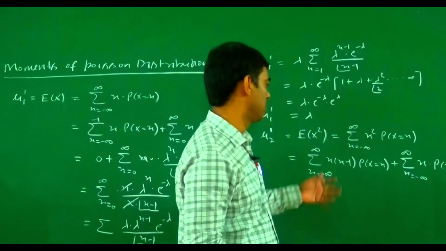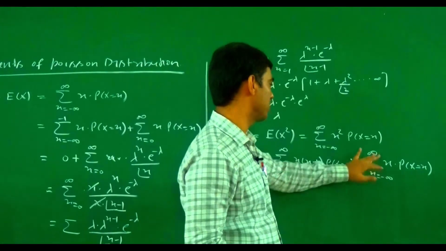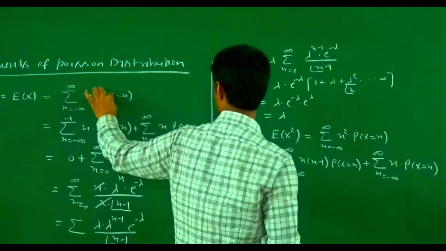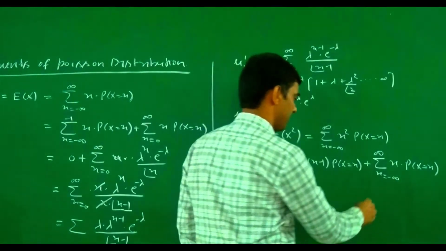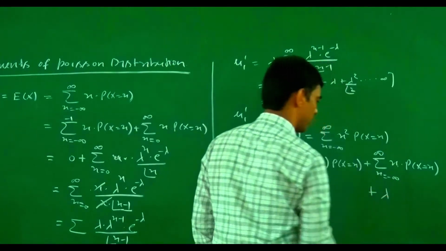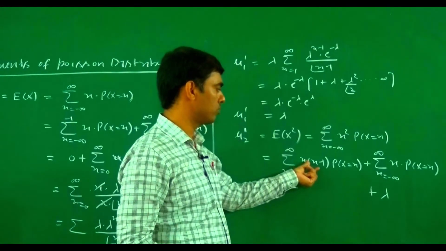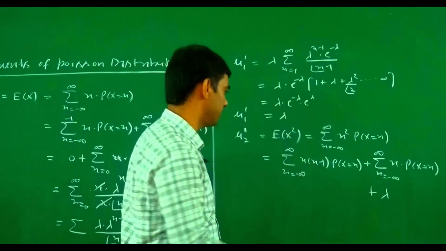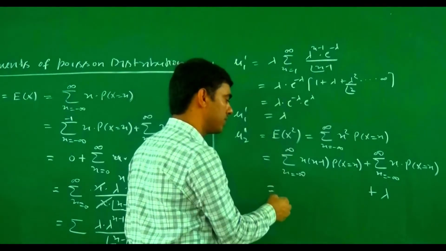Here we already found the value for this one, summation x equals minus infinity to infinity of x probability of x equal x. The value for this one is lambda. So there is no need to calculate this one again. And if we closely observe this one, x into x minus 1 probability of x equal x, from minus infinity to minus 1, the value becomes 0.